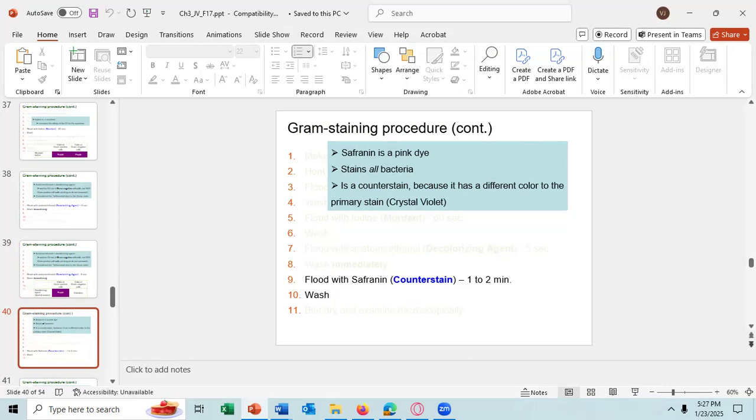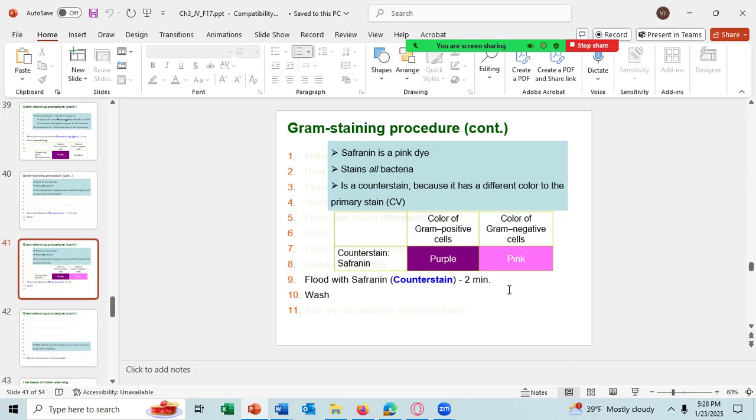And then you wash gently with cold water to remove the safranin. And then you can look at the slide. You should wash it with cold water and then blot it on bibulous paper. And then you can look at the slide under the microscope, even if you're using oil.